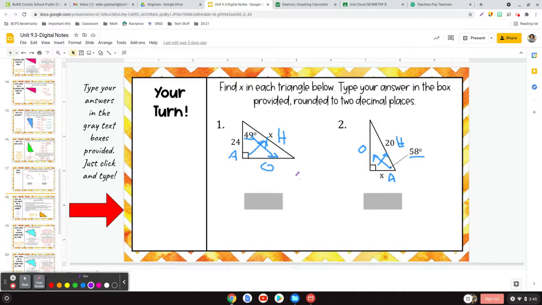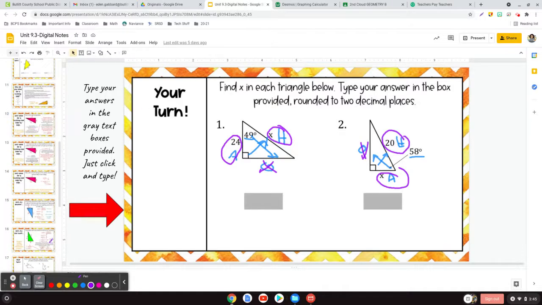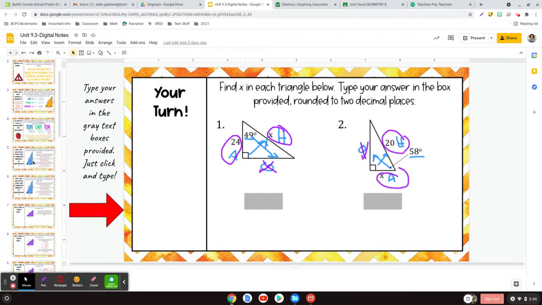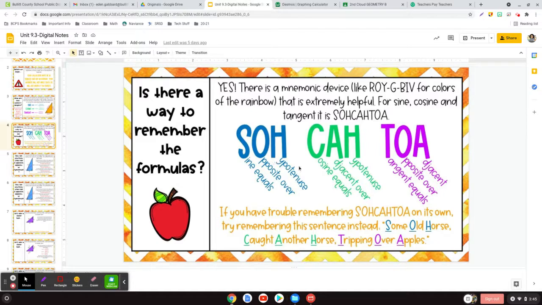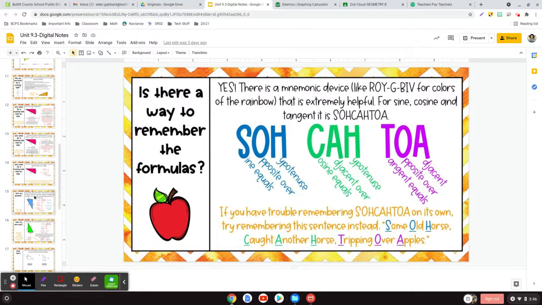So what do we have to work with here? Well, on this angle, we have our adjacent and our hypotenuse. We do not have our opposite. Here we have our hypotenuse and we have our adjacent, and we don't have our opposite. So what uses adjacent and hypotenuse? Well, if we look at SOH CAH TOA, cosine uses adjacent and hypotenuse. So we're going to use cosine for both of these.